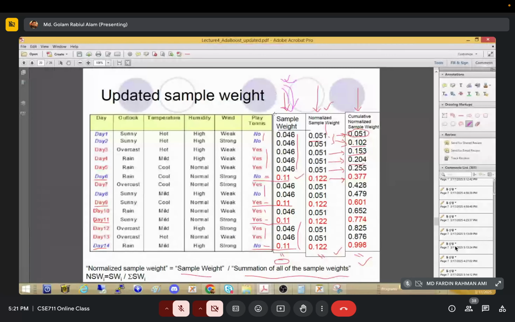So now we have to think about the construction of our next stump. In our last lecture, we already discussed that the next stump has to be constructed from the output of our first stump, considering the output of our first stump. So we have to form a new data set for the second stump. And how can we form the new data set?